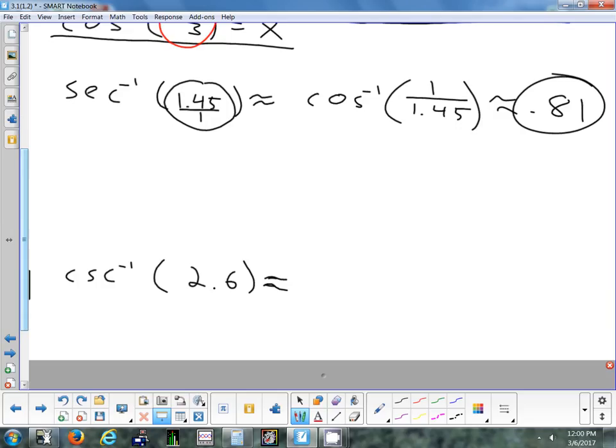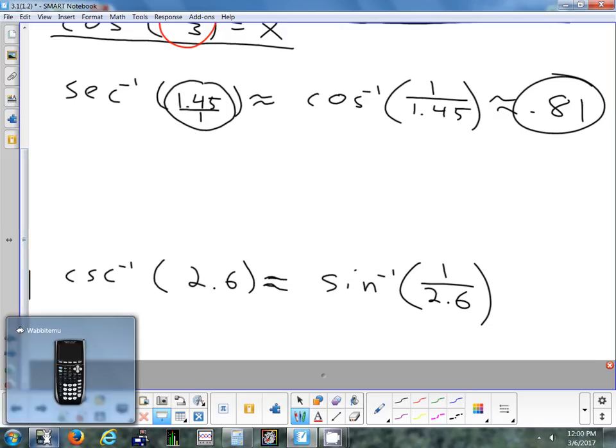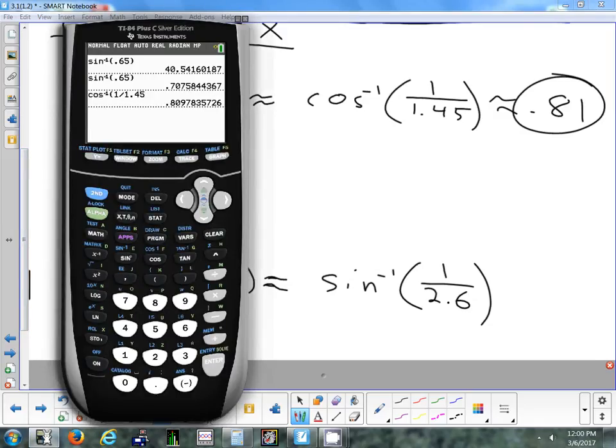Okay, here's another one. Inverse cosecant. Mercedes, do I have an inverse cosecant button on my calculator? No. But what function do I have on the calculator that's basically this one flipped? Sine. So I'm going to use inverse sine. But I can't type in 2.6. What am I going to type in inside the parentheses? Yeah, I'm going to flip it. 1 over 2.6. So it's inverse sine of 1 over 2.6. And in radians, you get 0.39.